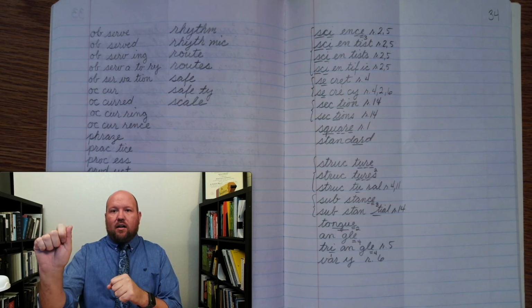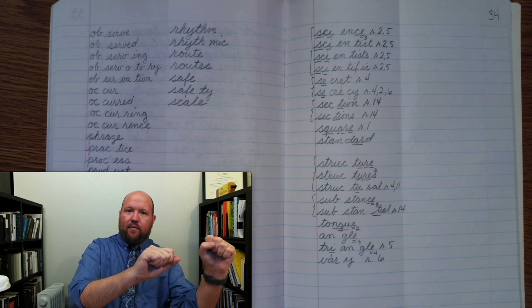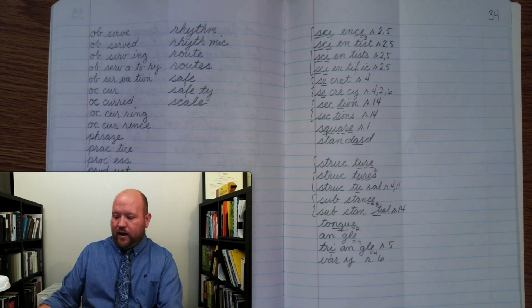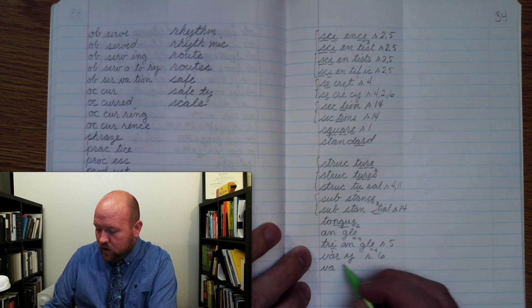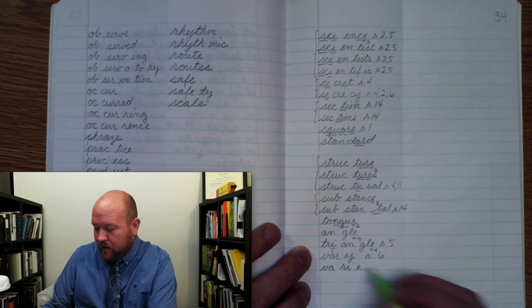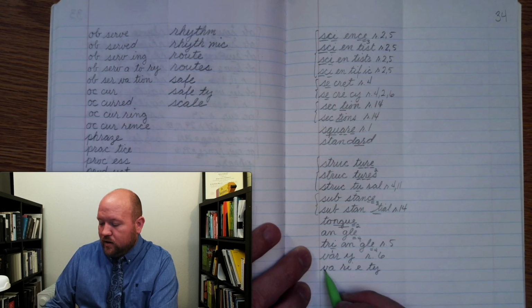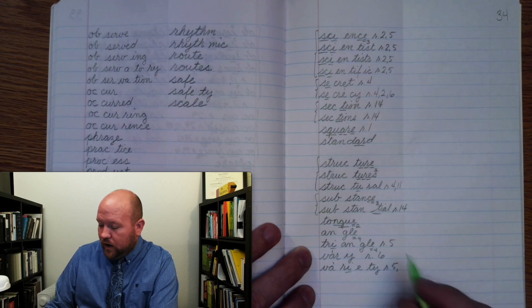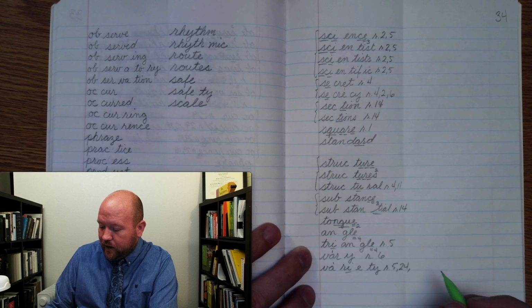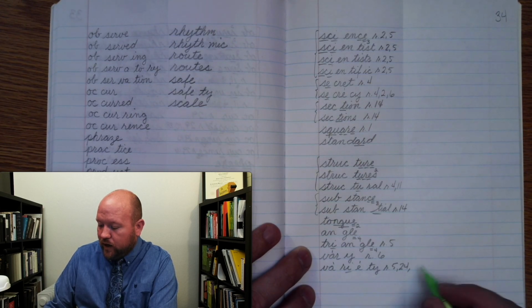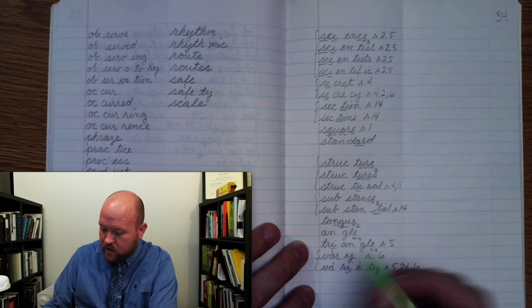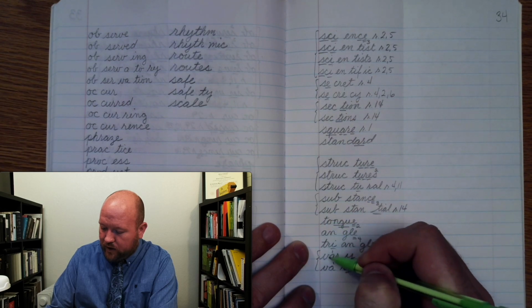Variety. Va-ri-e-ty. V-a-r-i-e-t-y. Variety. Va-ri-e-ty. V-a once, r-i once. Rule five. And that was rule 24 because I changed the Y to an I. E once, T-I, rule 6. Variety. Erase those. 1, 2, 3, 4, 5, 6, 7, 8, 9, and 10.